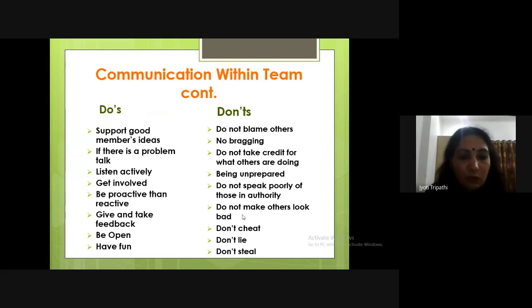So, some do's and don'ts we were doing. Now, listen actively, get involved. Proper involvement and participation of team members is required for attaining the goals. Be proactive rather than reactive. So, no need to react. I mean, there is a difference between reaction and response.